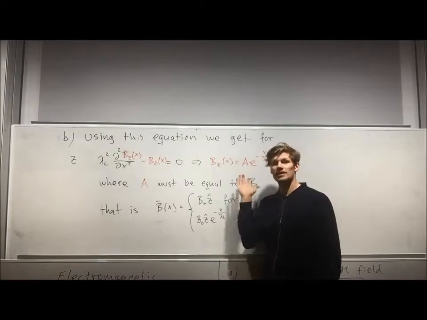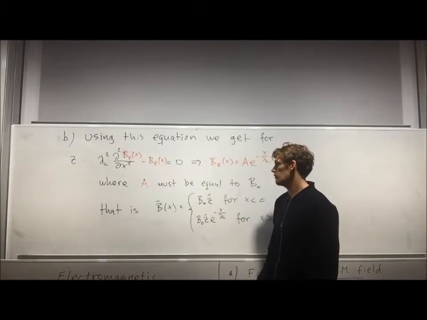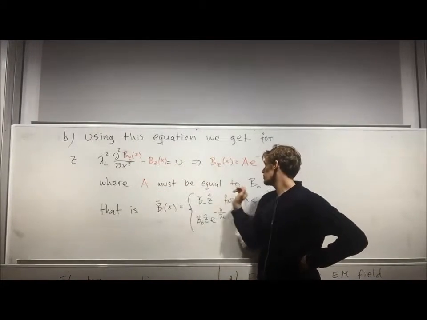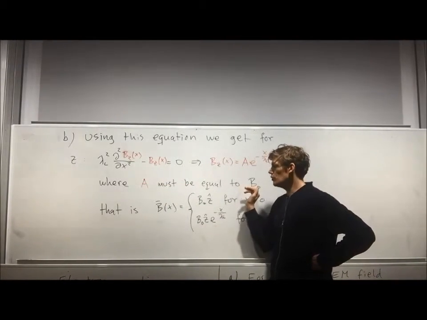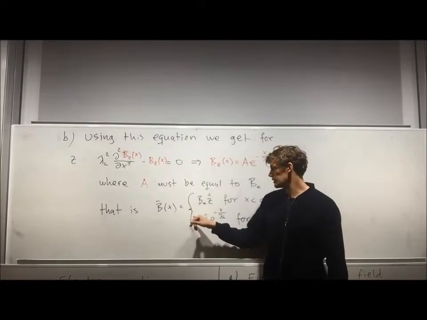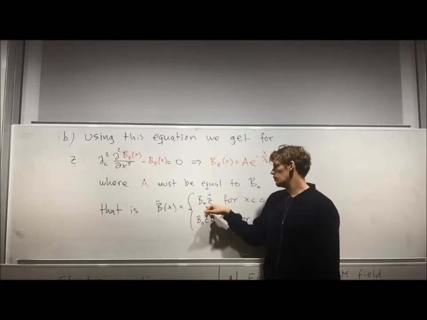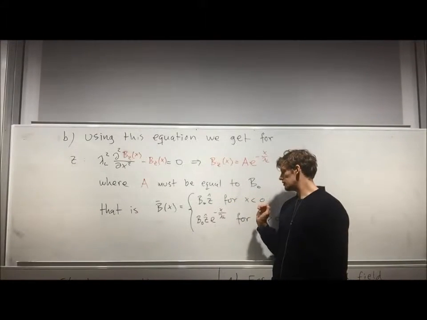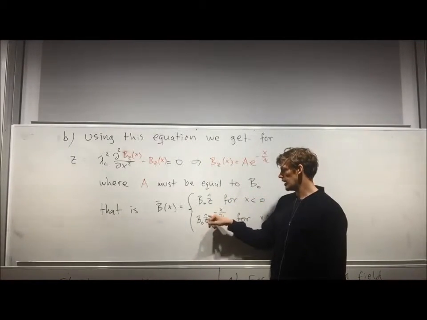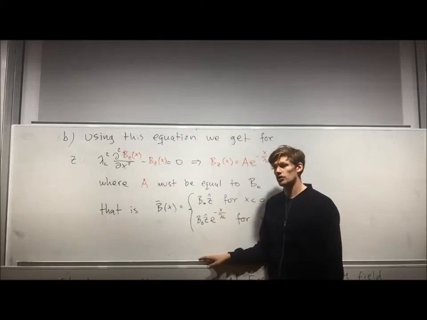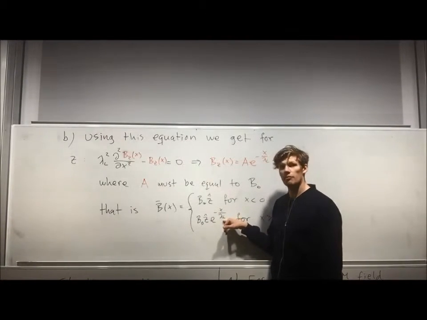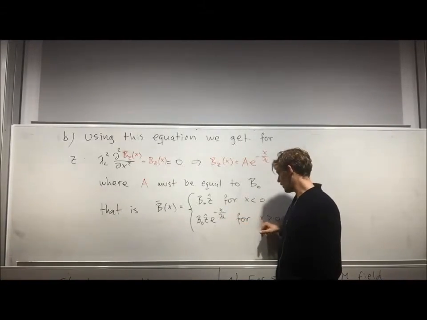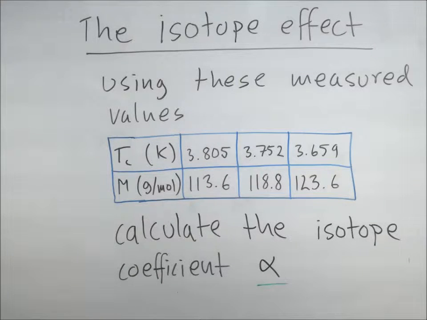And we know that when x is 0, the magnetic field must be equal to what it is outside, right? So A must be equal to B naught. And using that, we finally get that the magnetic field is B naught z hat when x is smaller than 0, and we get B naught z hat times e to the power of minus x divided by this penetration depth, the London penetration depth, that's what it's called, for x bigger than 0.